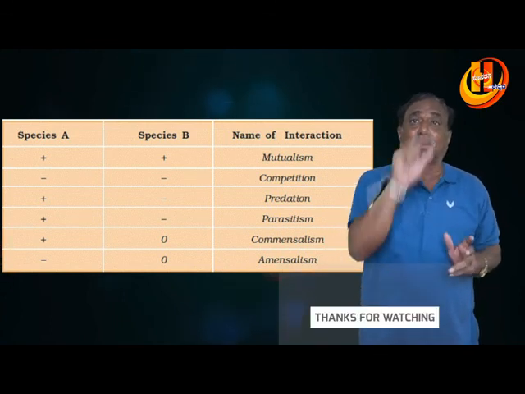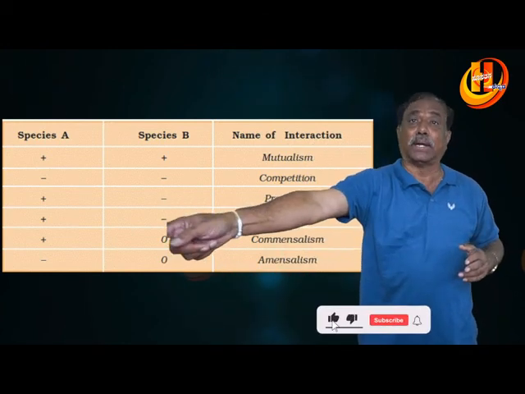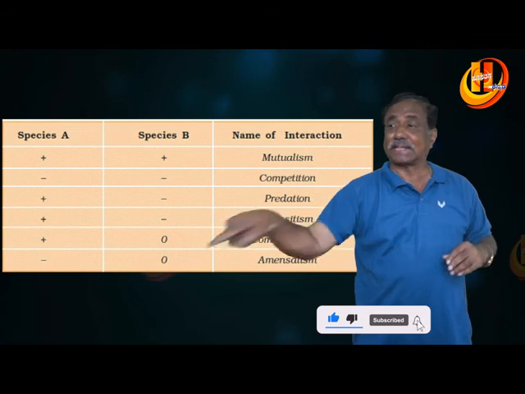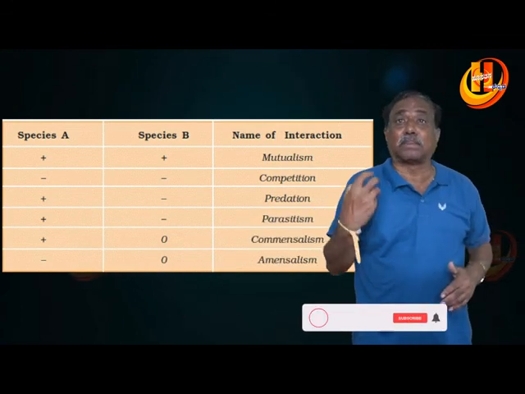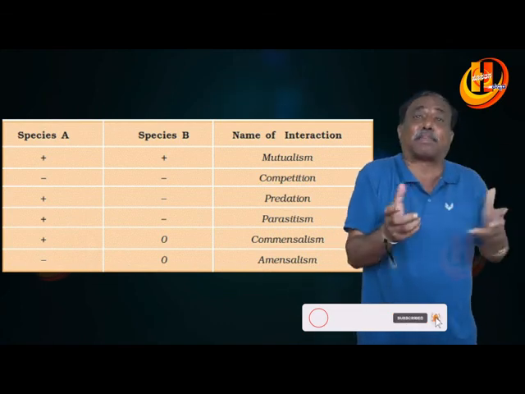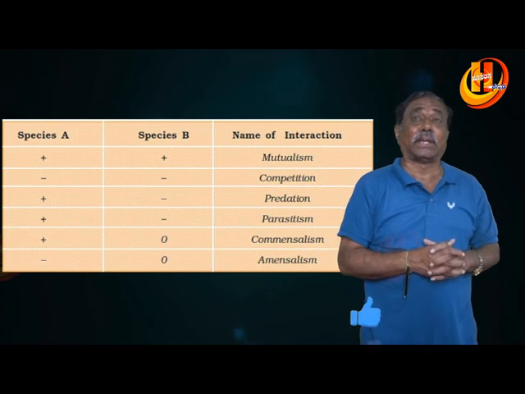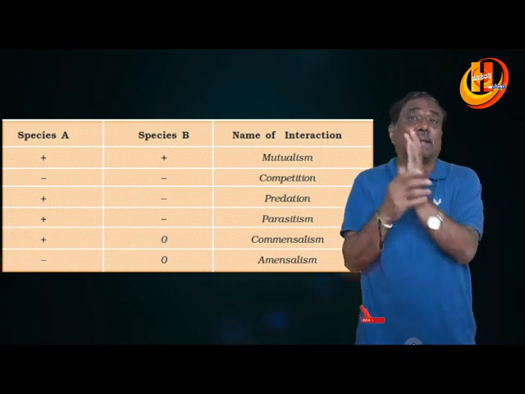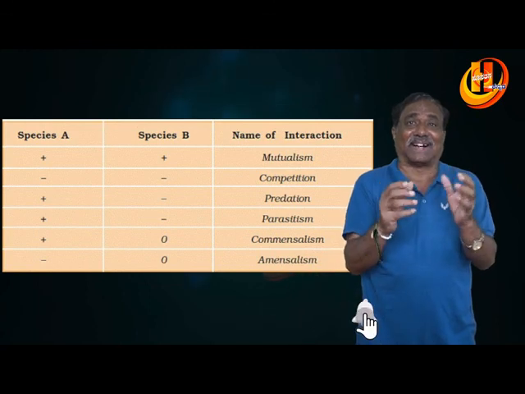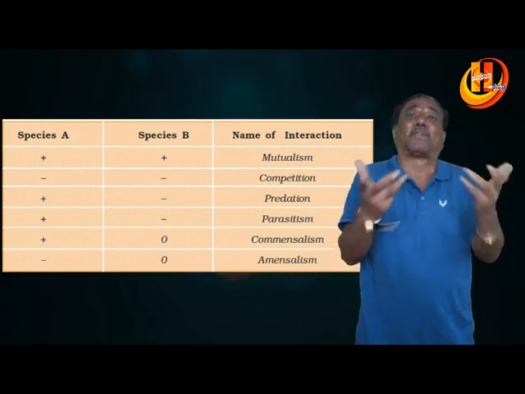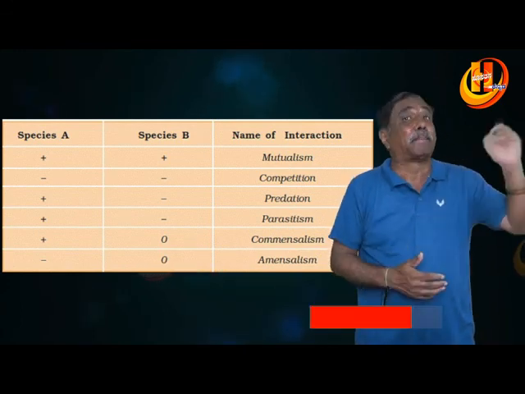Predation is a plus-minus interaction, where one is benefited and the other one is killed. So the predator always preys upon the prey. But there are certain prey which develop adaptations to avoid their predators. In the case of animals, for example, certain frogs, chameleons, etc., they camouflage. That means they change their color to avoid their predators.